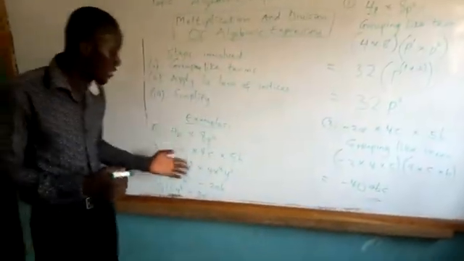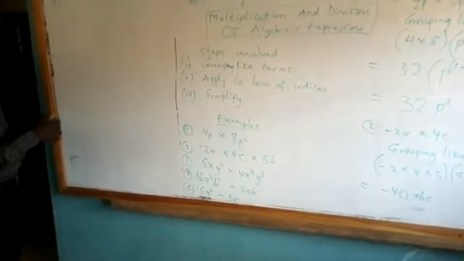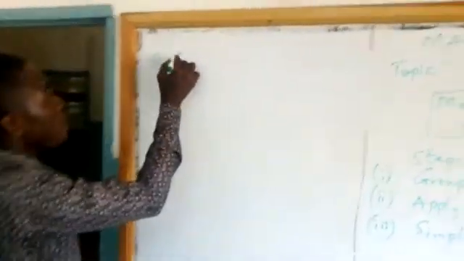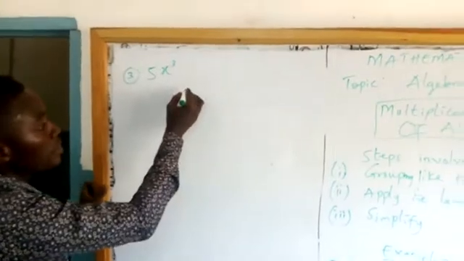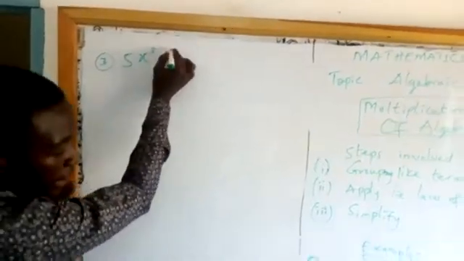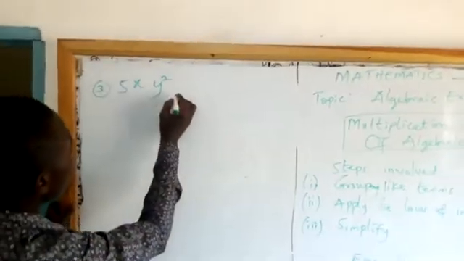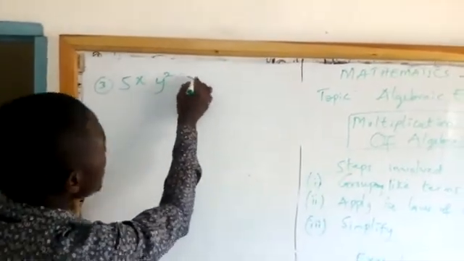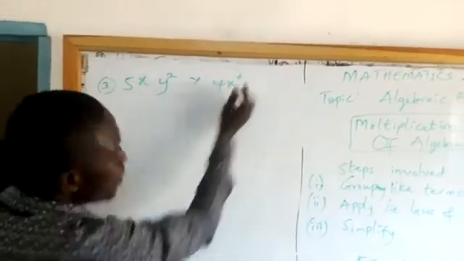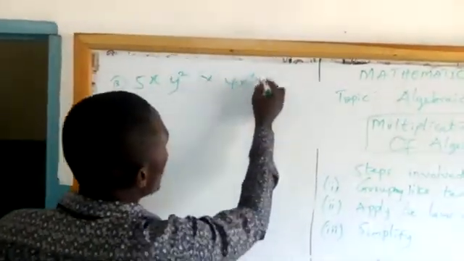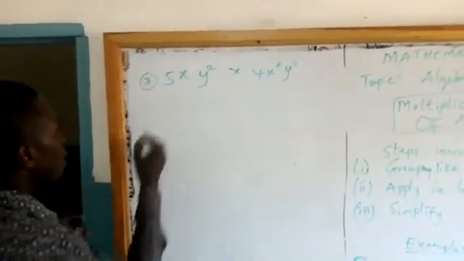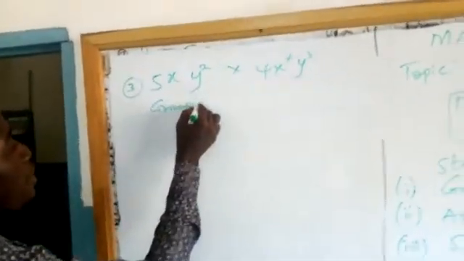We want to look at the third example. Third example. So here we have 5x cubed y times 4x power 4 y power 3. So as usual, you group your like terms.